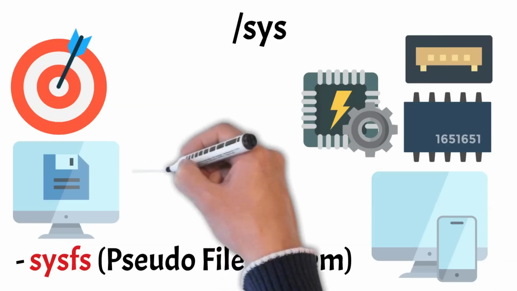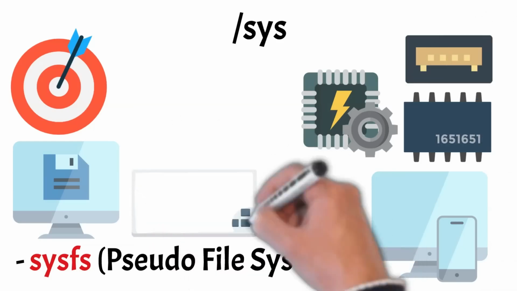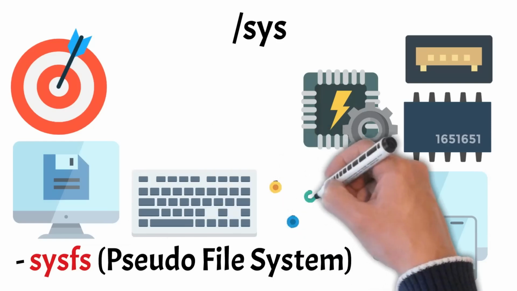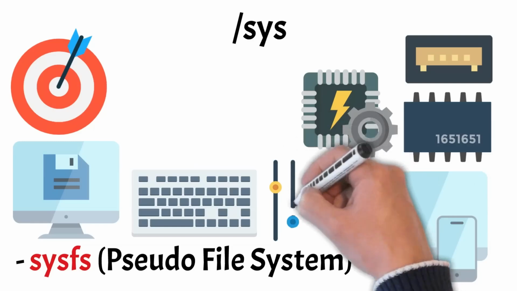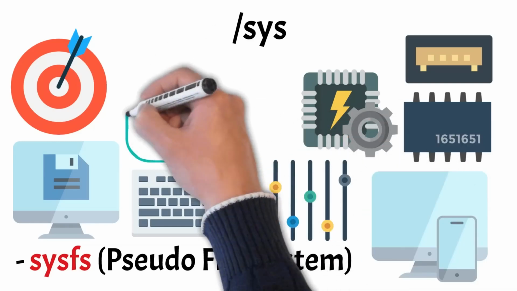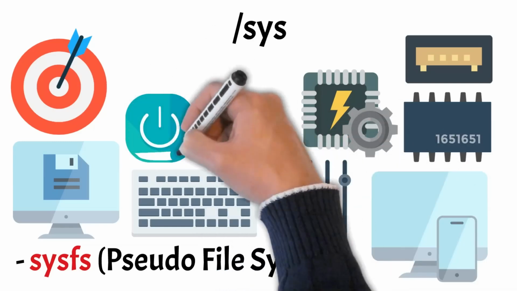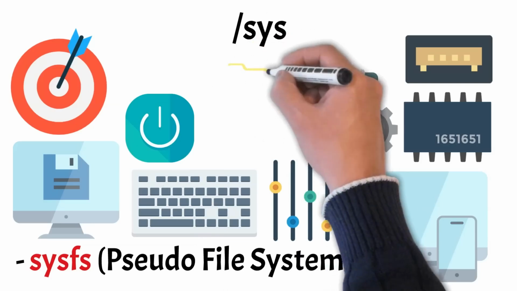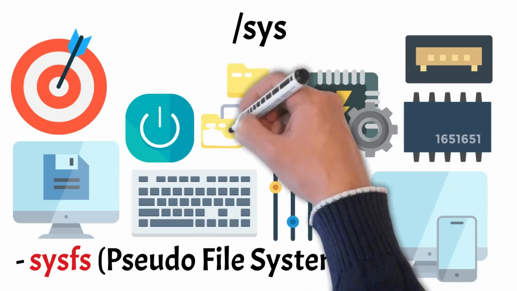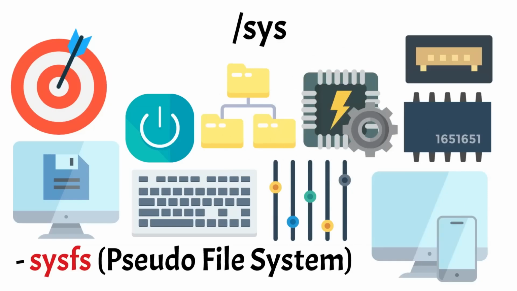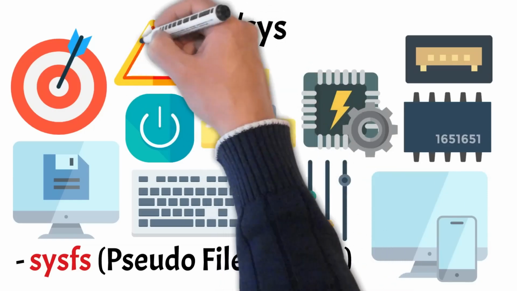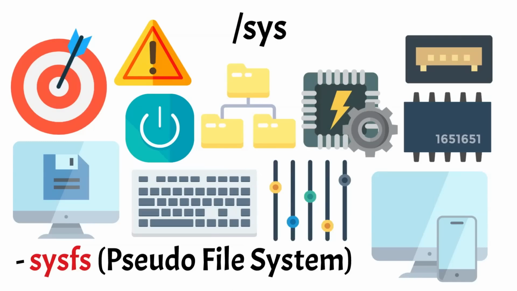What sets sys apart is that it's not just for reading information. Certain files here can actually be written to, allowing advanced users or system tools to tweak kernel settings on the fly. This makes sys a key backend for system utilities like udev, power managers, and hardware configuration tools. It's structured hierarchically, so each hardware component and subsystem has its own path. But unless you're developing drivers or customizing hardware behavior, you typically won't need to interact with it directly.